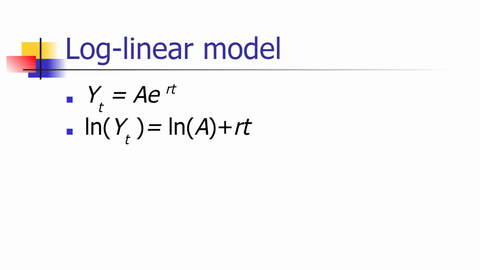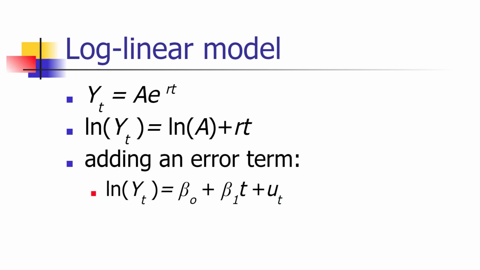And the log of y is the log of ae to the rt. We know the log of the product is the sum of the logs. So it's the log of a plus the log of e to the rt. But because the exponential and the log functions are inverse functions, the log of e to the rt is just equal to rt. And when we add the error term into that relationship, we get a relationship where the log of the variable we're trying to explain is equal to beta 0 plus beta 1 times t plus an error term.